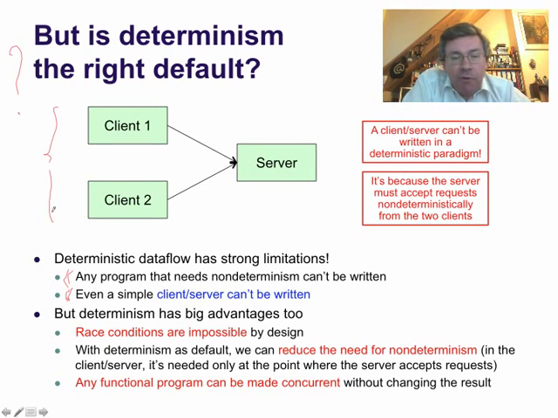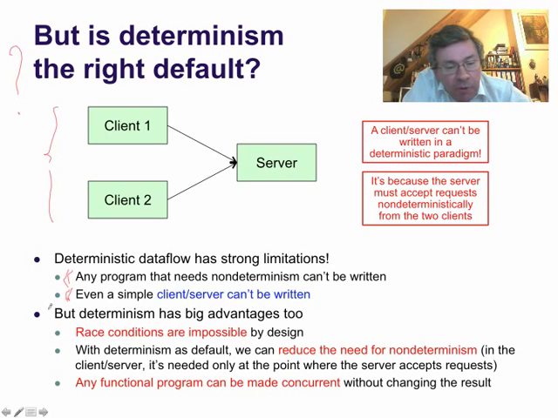So what happens? The server accepts requests from either client. At any instant in time, either of the clients can send a request, which means the server must accept a request non-deterministically. It's not the program that decides, it's which message arrives first that decides which client should be handled. So this is the system deciding and not the program. This is non-determinism, okay? So we can't do it in the deterministic data flow model.